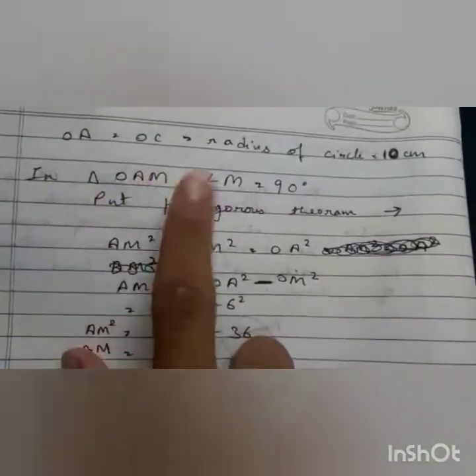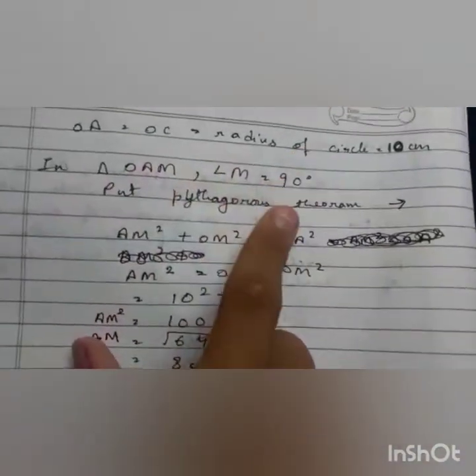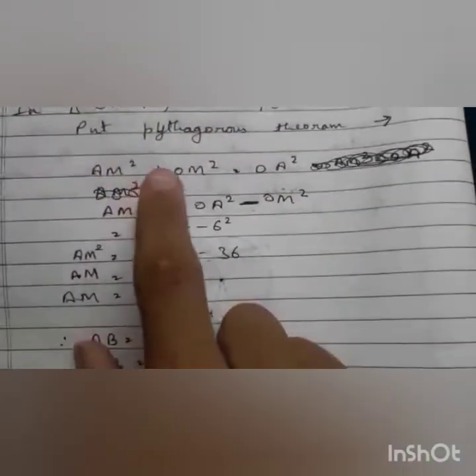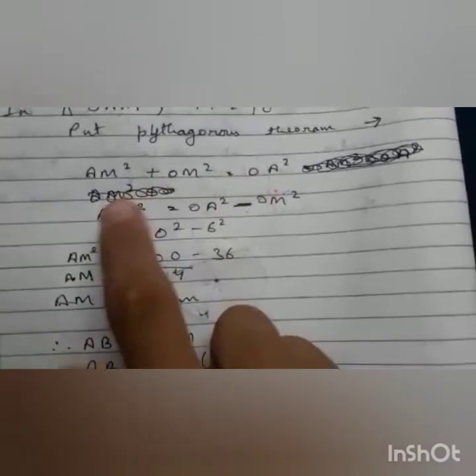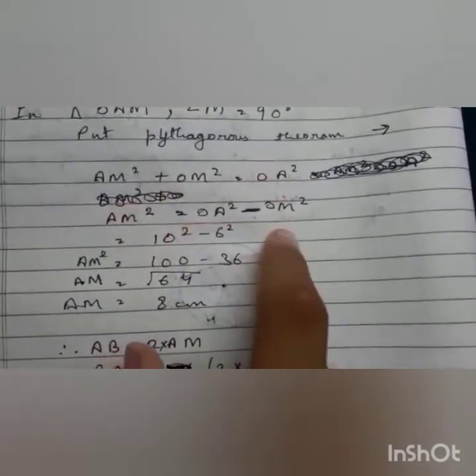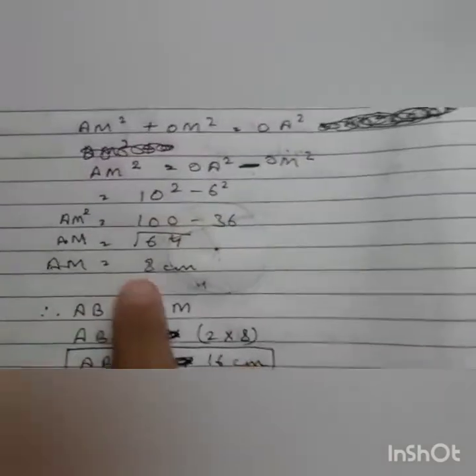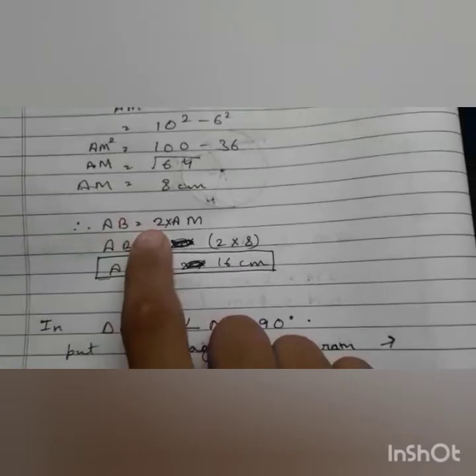In triangle OAM, angle M equals 90 degrees. So we will take it out by Pythagoras theorem. AM square plus OM square equals OA square. AM square equals OA square minus OM square, 10 square minus 6 square. So it comes 8 centimeter. AM comes 8 centimeter. So AB will be 2 AM.